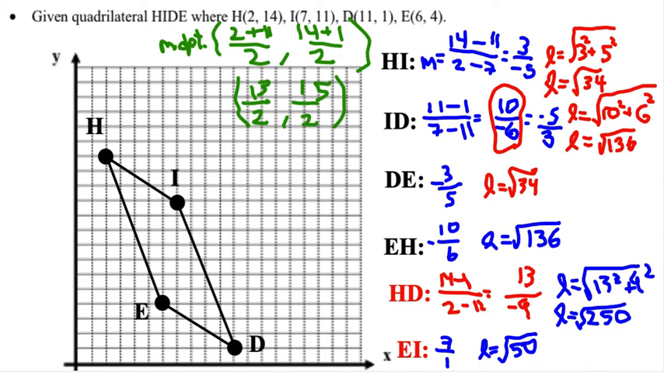So what we have is what? HI and ED are congruent. ID and HE are congruent because they have the same lengths. And then we also know that because they have the same slopes that HI is parallel to ED, and likewise ID is parallel to HE. So far, what have we got? We've got a, well, parallelogram. Adjacent sides are not congruent, but the opposite sides certainly are congruent. To top it all off, because the midpoints end up being the same, we know that the diagonals bisect each other, thus guaranteeing a parallelogram.